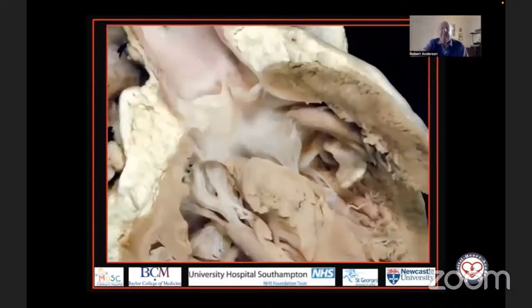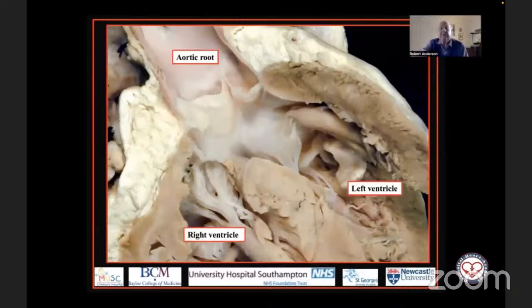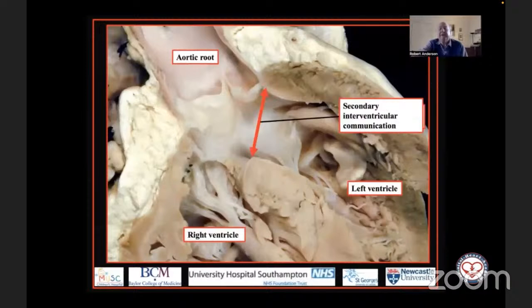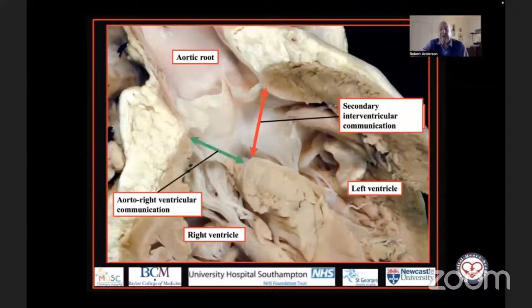So here's a picture of tetralogy of Fallot. You can see the aortic root overriding the crest of the ventricular septum, and there is the left ventricle, and there is the right ventricle. So again, we have the aorto-left ventricular communication, that is the secondary interventricular communication. We have the aorto-right ventricular communication. And in tetralogy of Fallot, that is the area you call the ventricular septal defect.